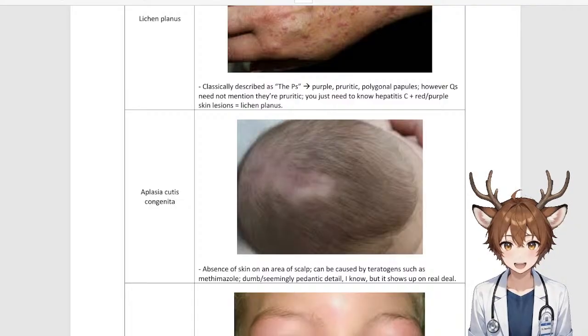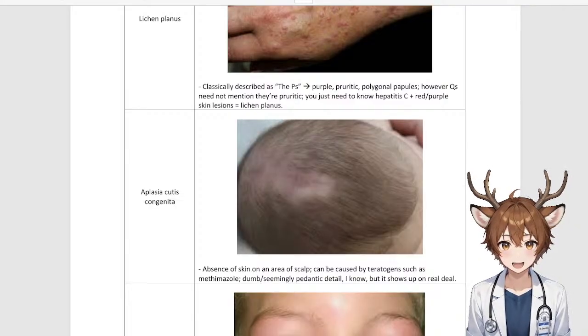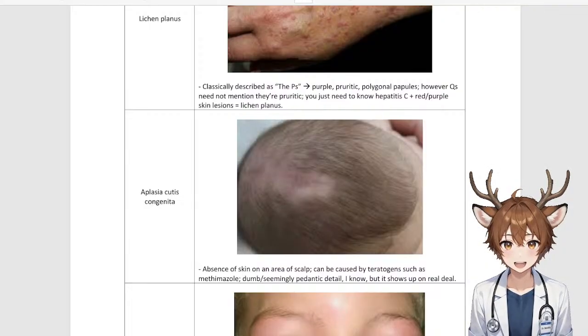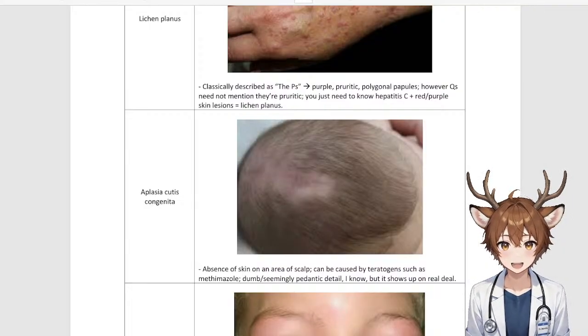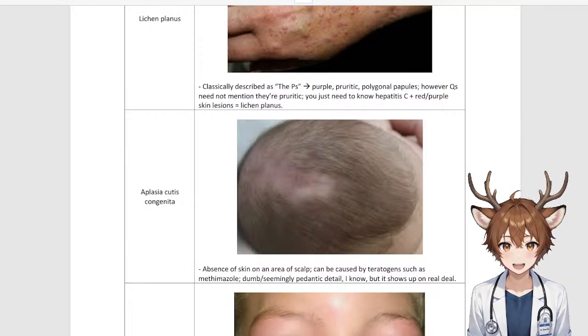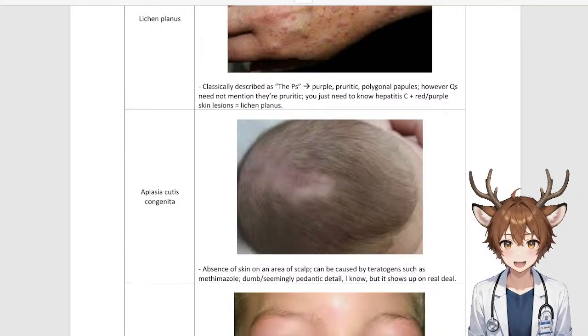Aplasia cutis congenita. Absence of skin on the area of the scalp can be caused by teratogens such as methimazole. Dumb, seemingly pedantic detail, I know, but it shows up on the real deal.